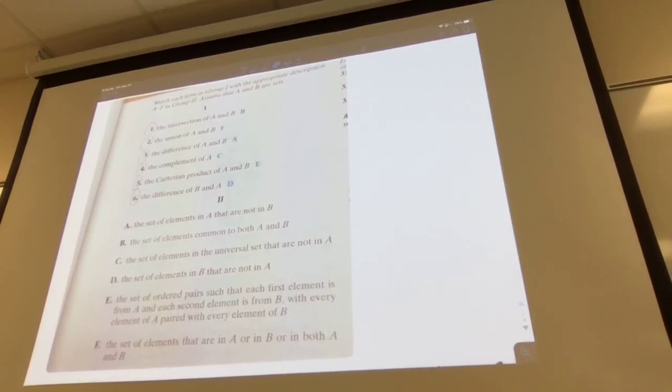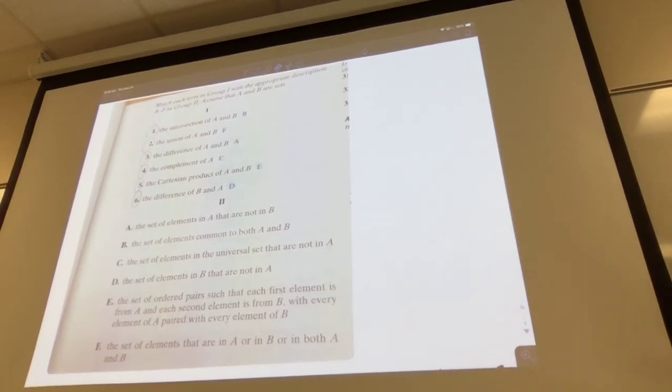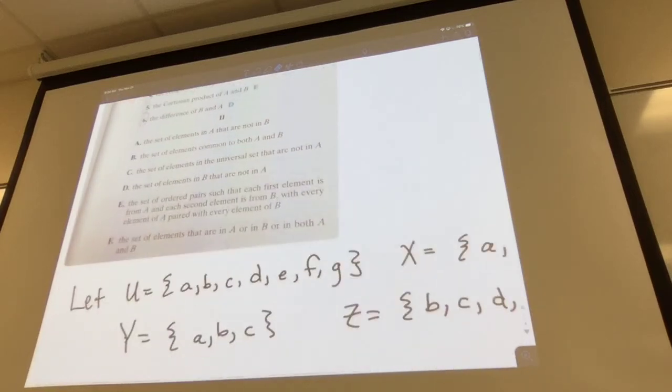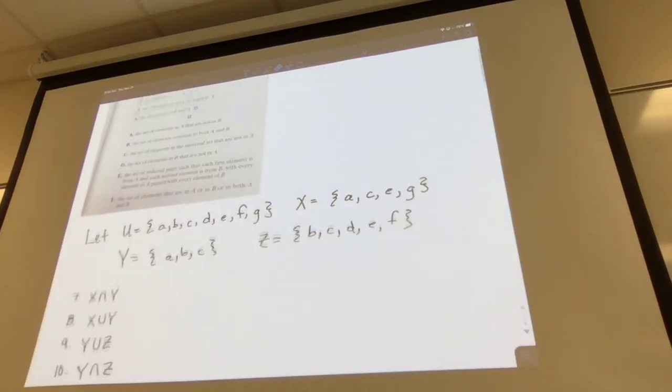And then the difference of B and A. That's if you take all the elements that are in B that are not in A. So subtract out the A elements. Okay? And this will be easier to determine whenever you're able to see some of the visuals.